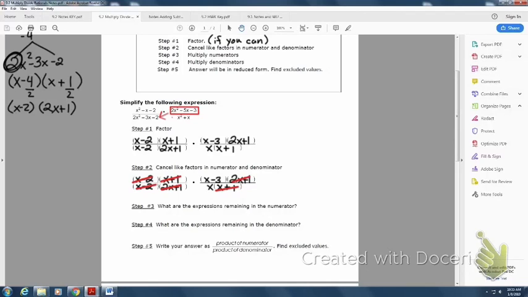Okay. So whenever you write your answer, you would just go through both numerators, and whatever is left, that's going to be the numerator of your answer. So on this one we're left with x minus 3. Whatever is left in the denominator, that is going to be the denominator of your answer. So you would have x minus 3 over x.